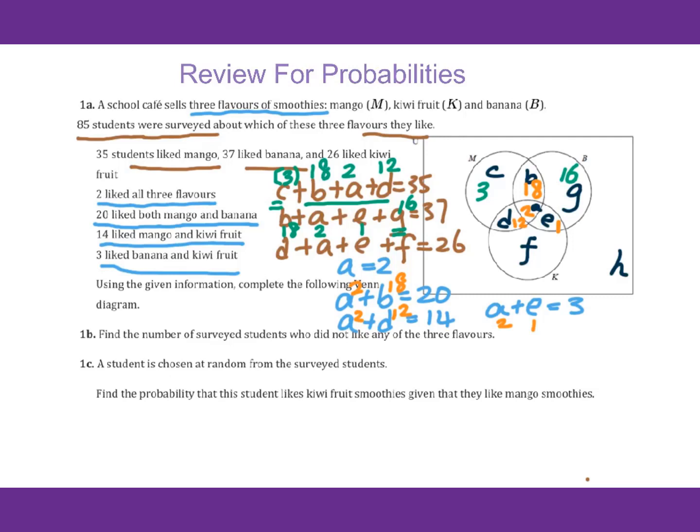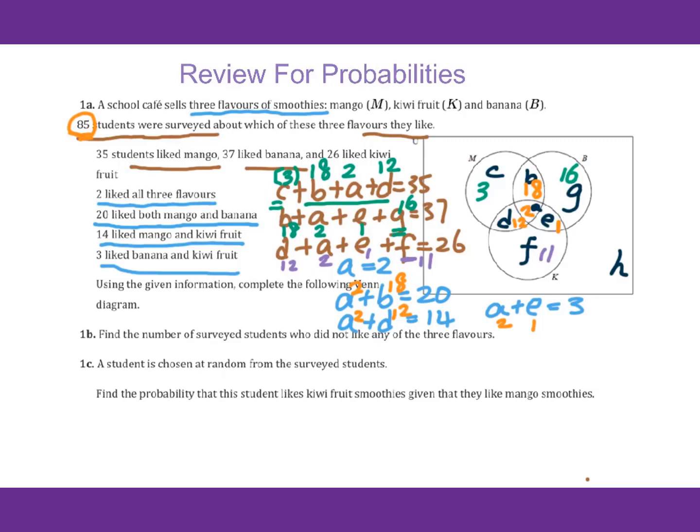Then use the same way I can get this F. D is 12. This is 2. E is 1. Then 26 minus 12 minus 2 minus 1, you will get 11. So this is 11. We add A plus B until H, you will get the 85.